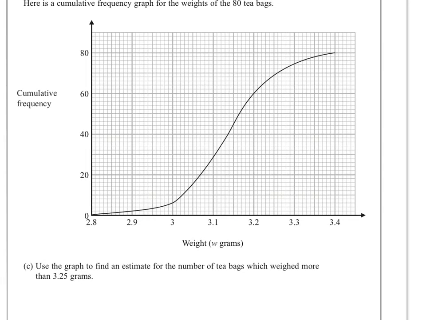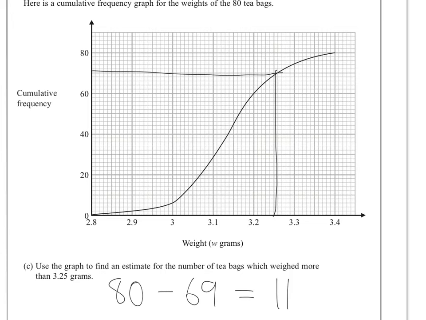Using the graph to estimate the number of tea bags which weighed more than 3.25 grams, if I go to 3.25 and then across on the axes, obviously you can do this slightly more carefully than I have using a ruler, you should get approximately 69 tea bags. 69 out of a possible 80, so therefore 80 minus 69, leaving me with a total of 11 tea bags that are greater than 3.25 grams.